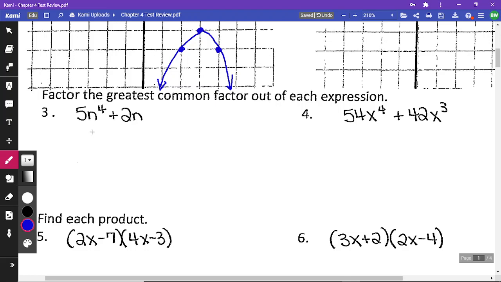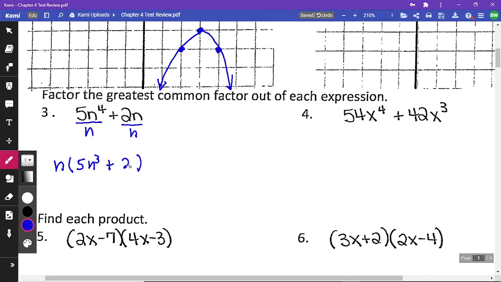We can take out n. So we will write n on the outside. And what goes inside? Well, you might want to do this in your head, but you divide each of those by that n to see what goes inside. So on the left we have 5n cubed, and on the right we have plus 2. And that's it. We're done. And it does want us to check.